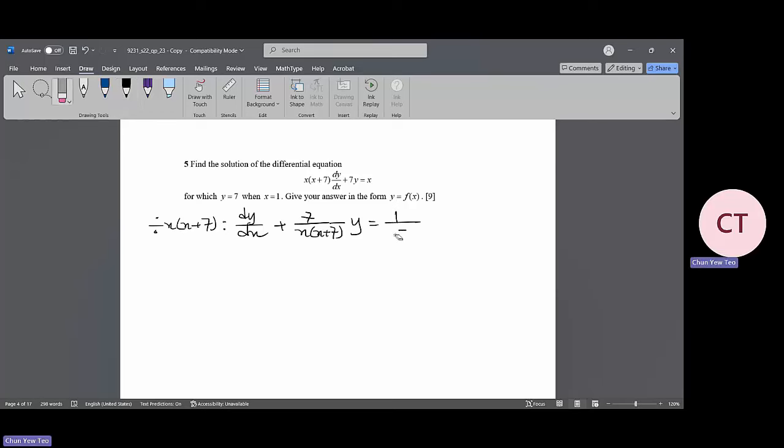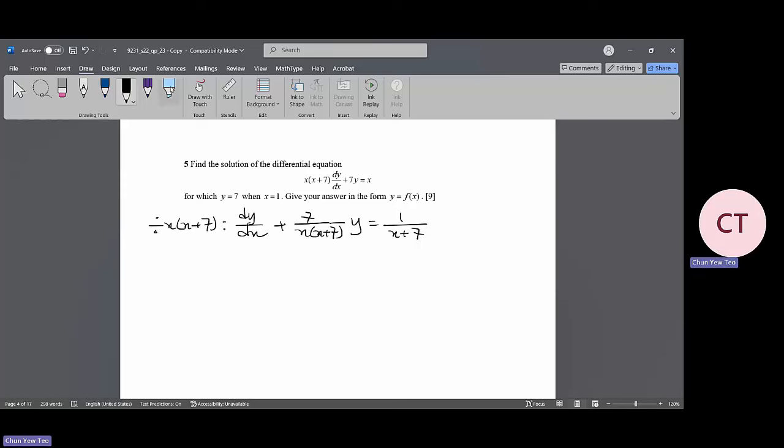x plus 7. Okay, so this is what we need to do at first. Then after that, sorry, this is x over x plus 7. This can cancel. So after you cancel it, we straight away write this one as 1 over x plus 7. Okay.